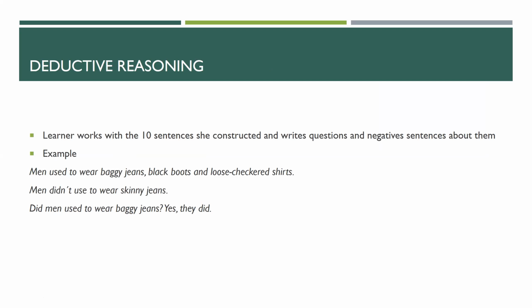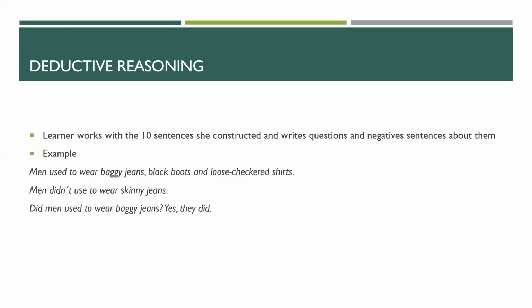Okay, deductive reasoning. The learner works with the 10 sentences she constructed and writes questions and negative sentences about them. So using the same sentences she already did, the next activity was to give examples in the negative form and in the question form. For the example, men used to wear baggy jeans, black boots, and loose checkered shirts, she said men didn't use to wear skinny jeans. Now they do, right? Did men used to wear baggy jeans? Yes, they did.